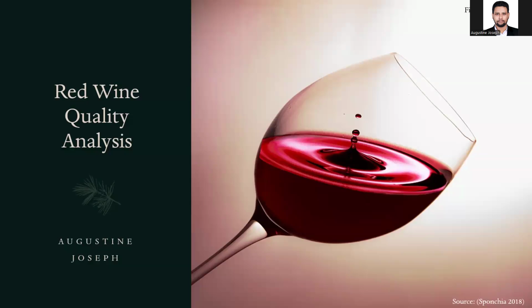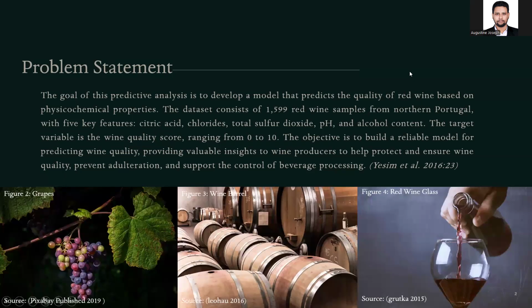Welcome to the presentation of red wine quality analysis. Now, the problem statement here is that we need to predict the quality of red wine based on certain physicochemical properties. Some of the properties given in this data set are citric acid, chlorides, total sulfur dioxide, pH level, and the alcohol content. And we need to predict the wine quality, which ranges from the value 0 to 10.